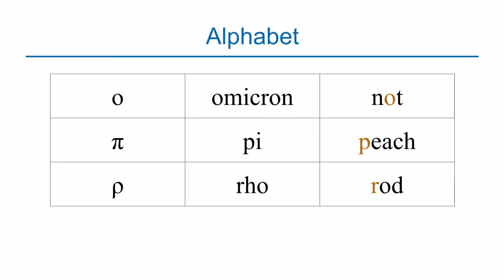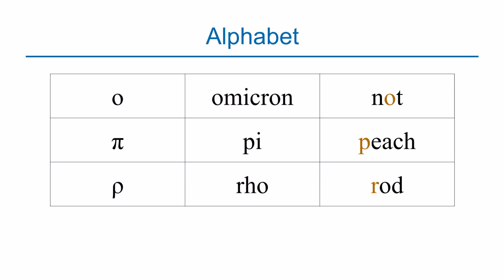Our next letter is omicron. Omicron is one of the easiest because it's similar to the English O. It's pronounced like the O in not. That O sound is how you pronounce the letter omicron. The next one is pi, common in the world of mathematics. Pi has the same sound as the English P, as in the word peach.